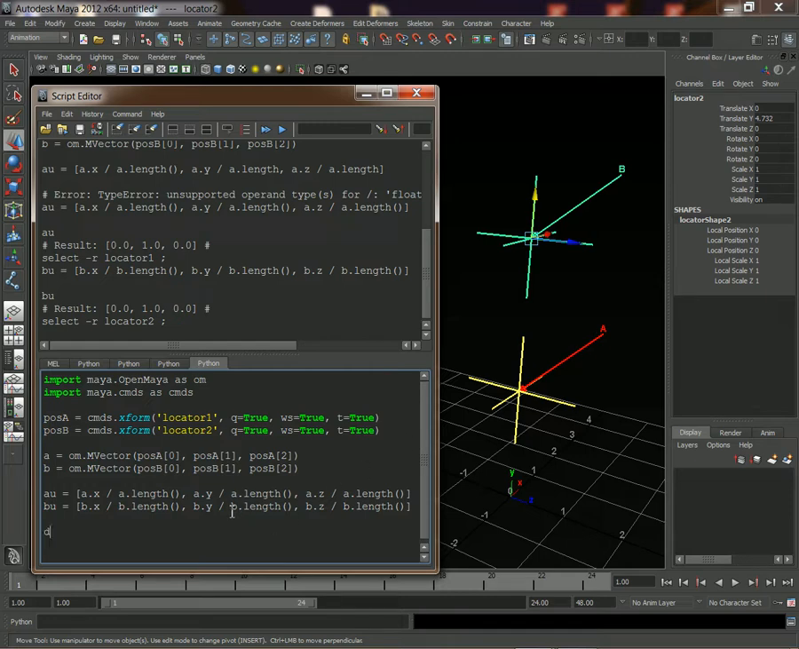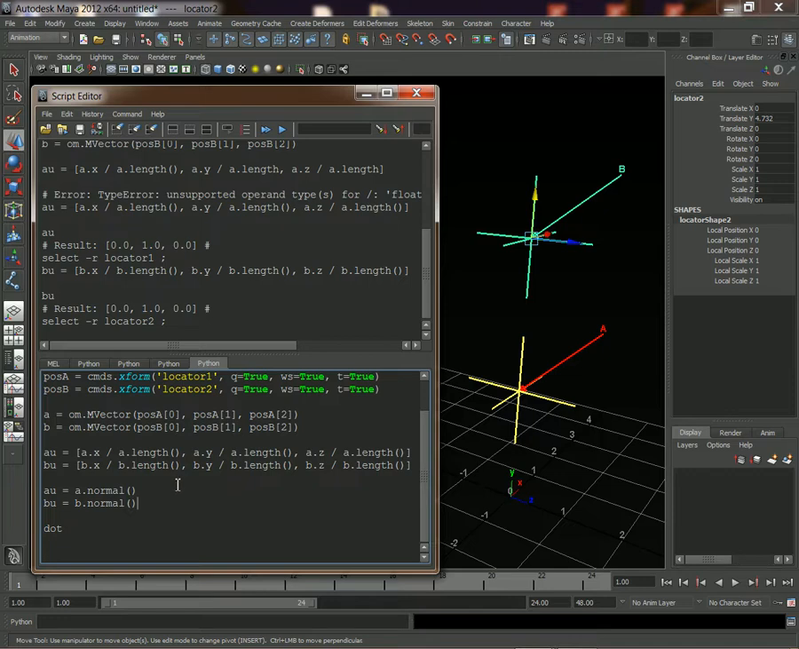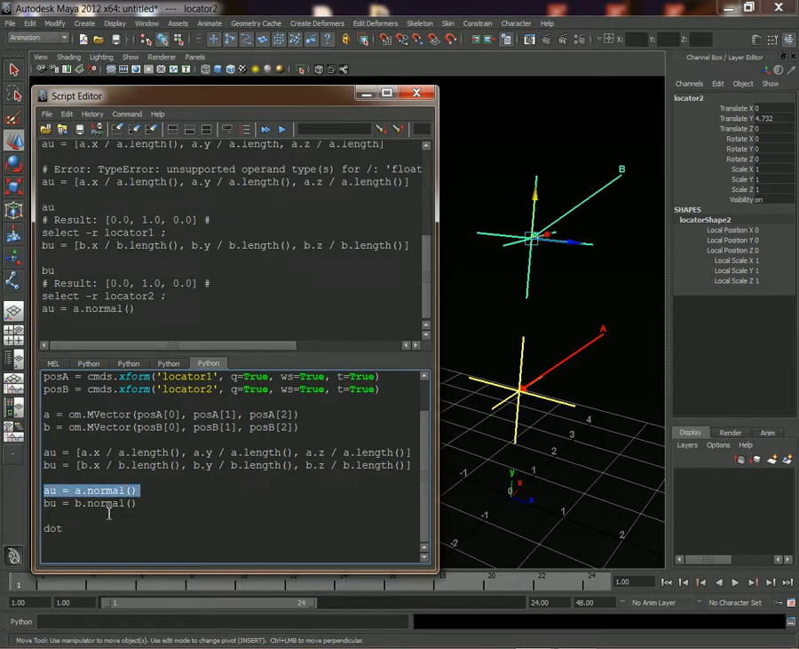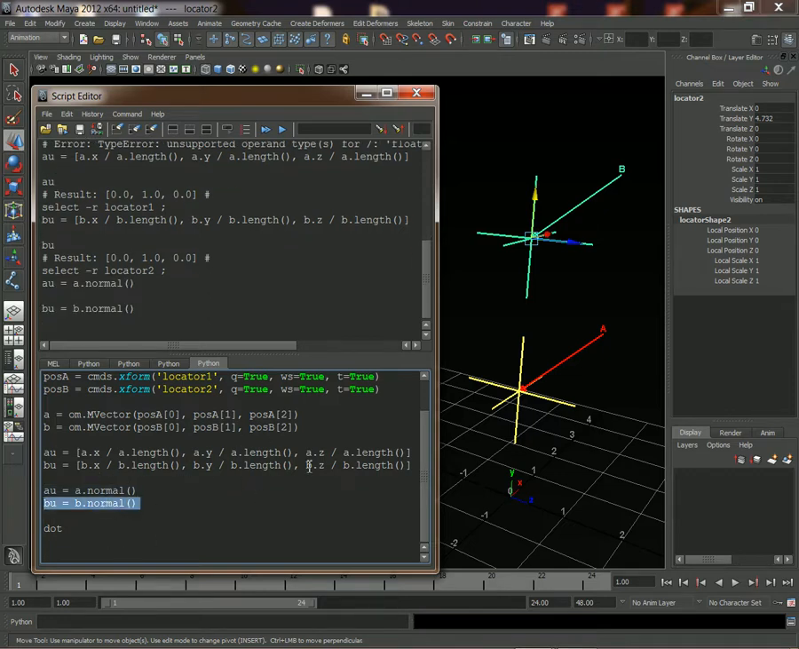Next we want to get the dot product. So actually before I jump to that, I'll also say an easier way to get the unit vector is to say AU equals A.normal(), then BU equals B.normal(). So this is what I would normally do, and it's much easier than dividing the vector by its length. But I just wanted to show you what normal actually does.